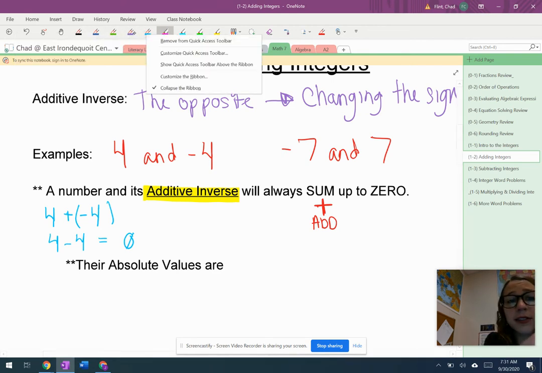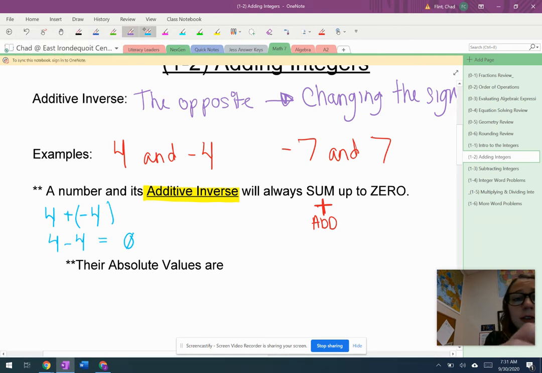Same thing if we looked at that 7 piece. We take negative 7 plus 7. Well, if you owe someone $7 and then you give them that $7, you owe them $0.